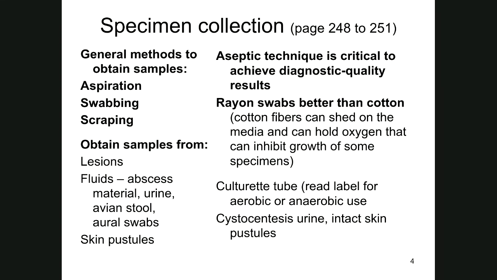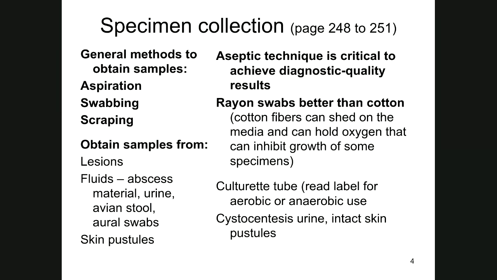So if you are using a swab, or maybe even for an aspirate, rayon swabs are better than cotton swabs. That can be a test question. And why? Because cotton fibers tend to maybe shed sometimes in the media, and they can also hold more oxygen that might inhibit the growth of some specimens. So we really do want to look for sterile rayon swabs would be what you would want to order and obtain for your office. You might have culturette tubes.